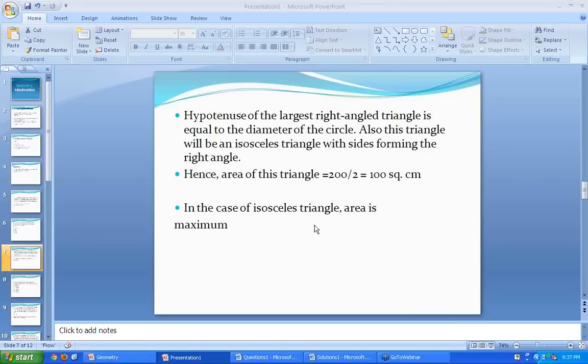Circle: the diameter of a circle forms a 90 degree angle at its circumference. Yeah, this theorem was needed. This was a good question, so I thought I should share it with you. Anyways, just understand this question. Now this triangle will be an isosceles triangle with the sides forming the right angle. The area of this triangle would be 200 by 2, which is 100.